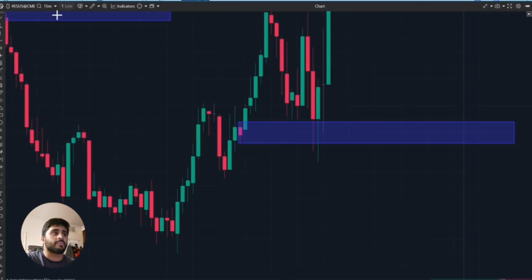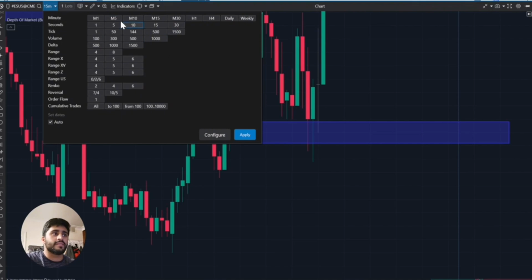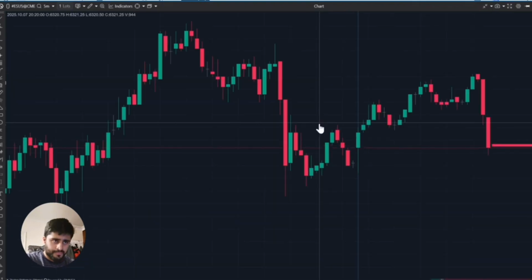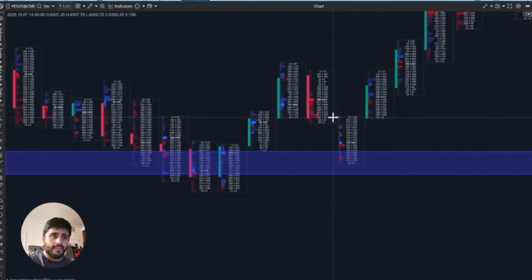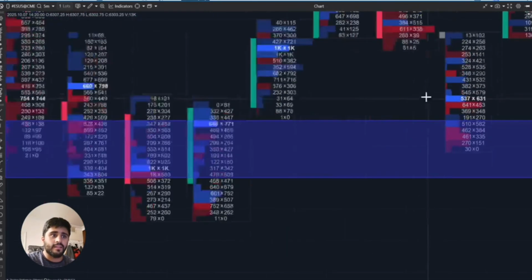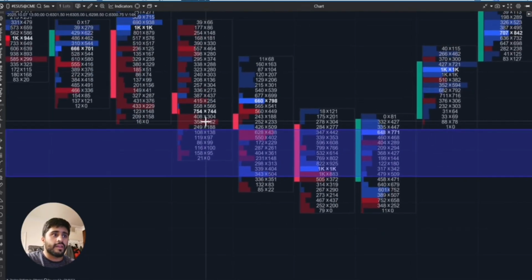So this is the ATAS platform, what I trade on. If I just go down to the 5 minute time frame, and go down to this price action, what we can see quite clearly is aggressive sellers. So what was going on in this candle, this candle, this candle, and this candle?